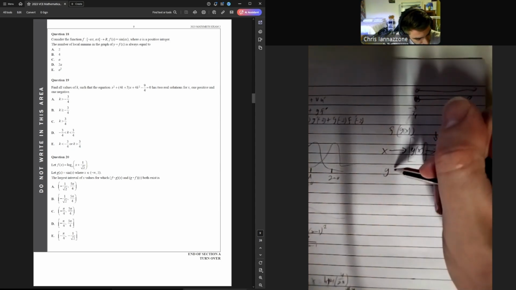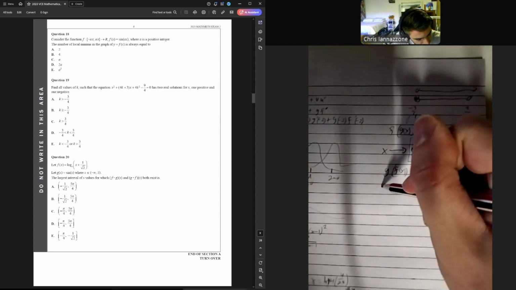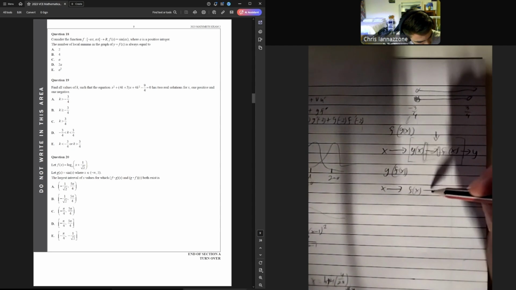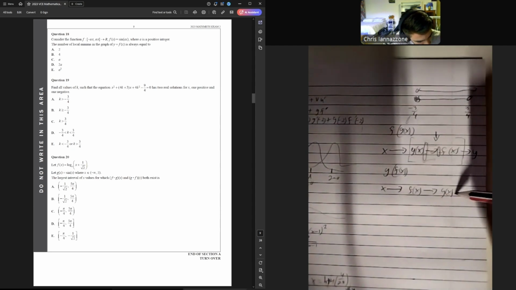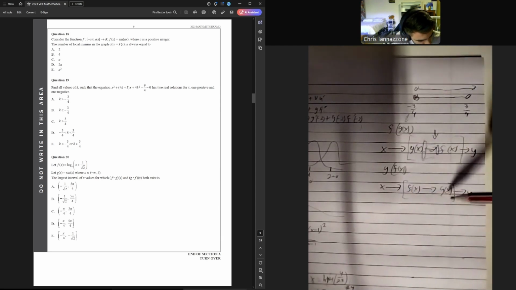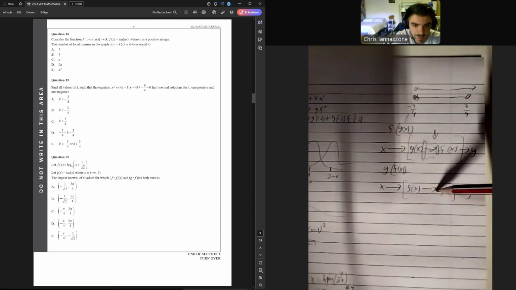If you have g of f of x, then you have a slightly different look. You now have f here. Then that gets fed into g, and then that becomes your y. So under these circumstances, you want the range of f to fit inside the domain of g.